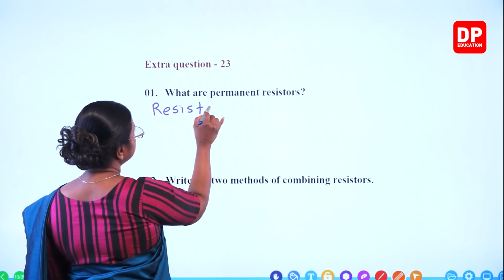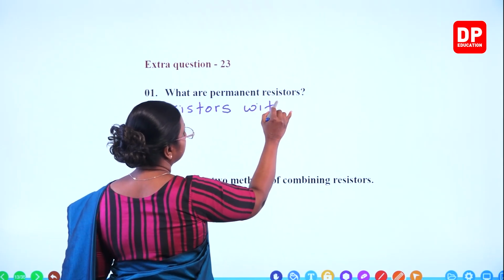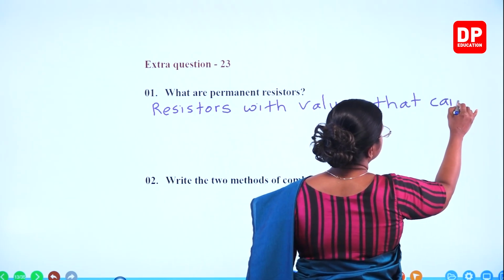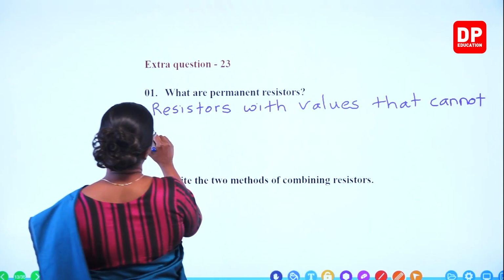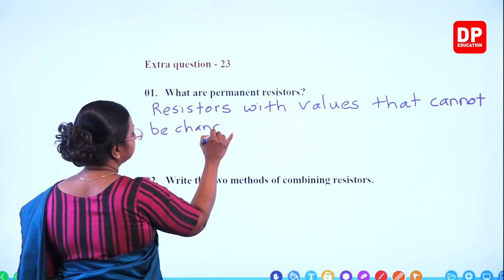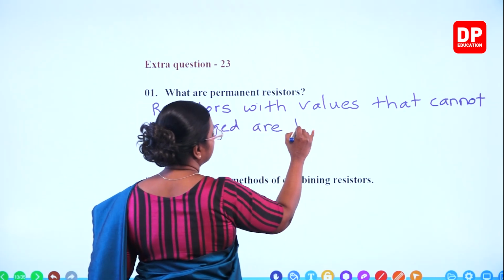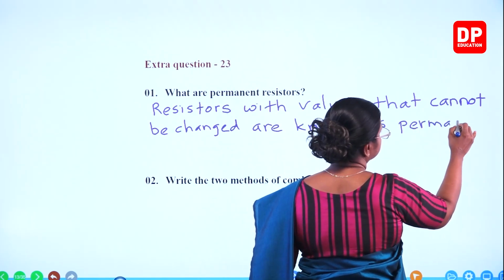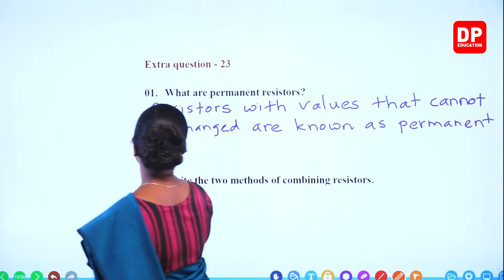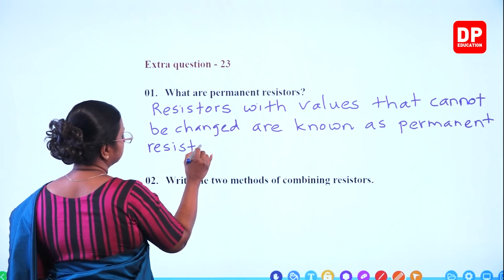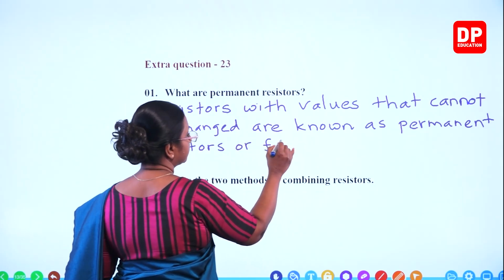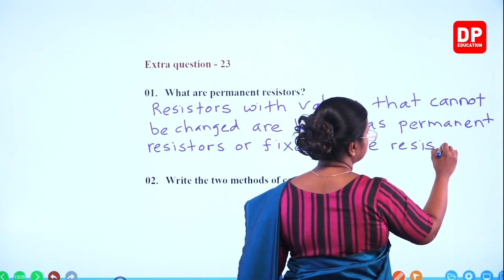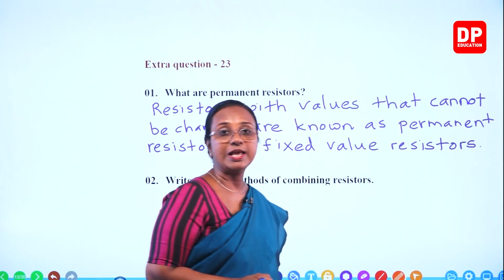Resistors with values that cannot be changed are known as permanent resistors or fixed value resistors. Permanent resistors or fixed value resistors.